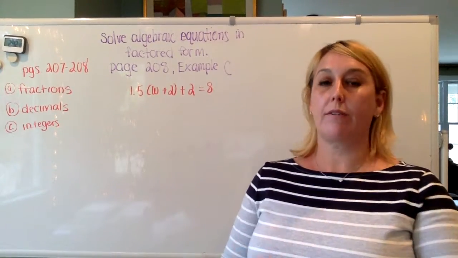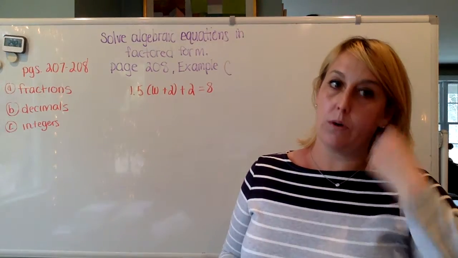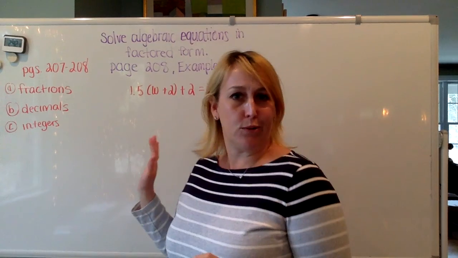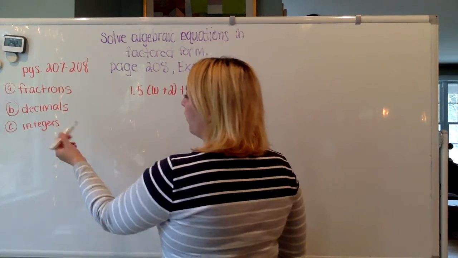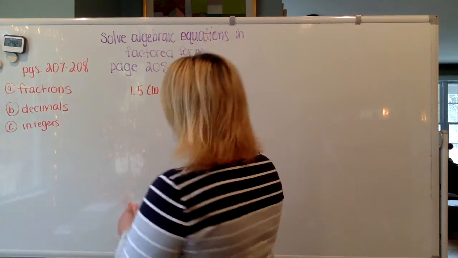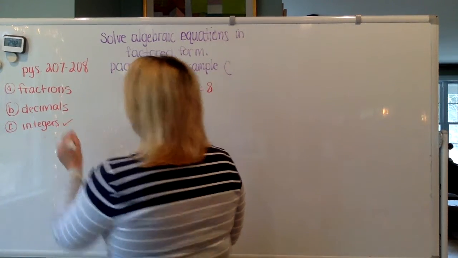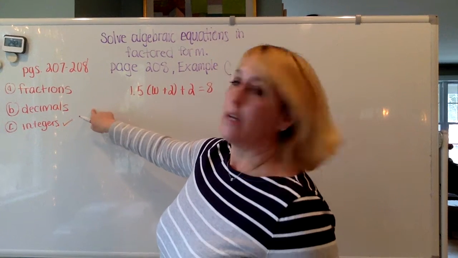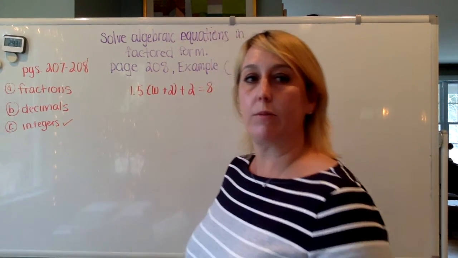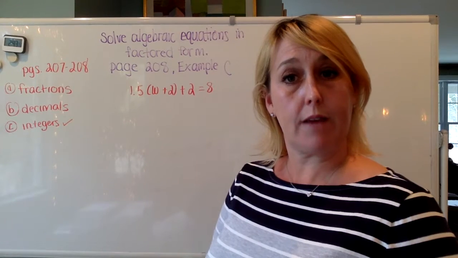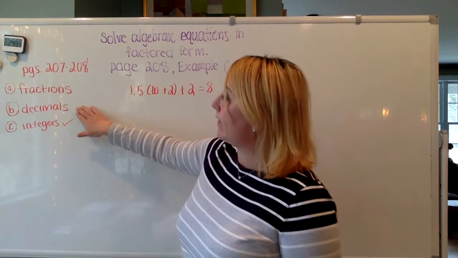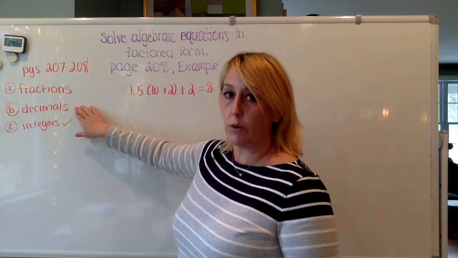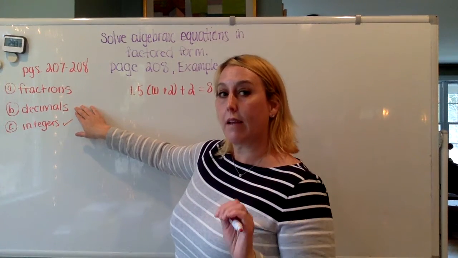Everybody, so now we're back for the second video of this three-part video series that I've made. So we have already done integers, right? We've done that already. So as I told you in the first video, now we're going to be moving to solving algebraic equations in factored forms that have decimals. So I am on page 207 right now, and I'm in practice example B. So page 207, practice example B.